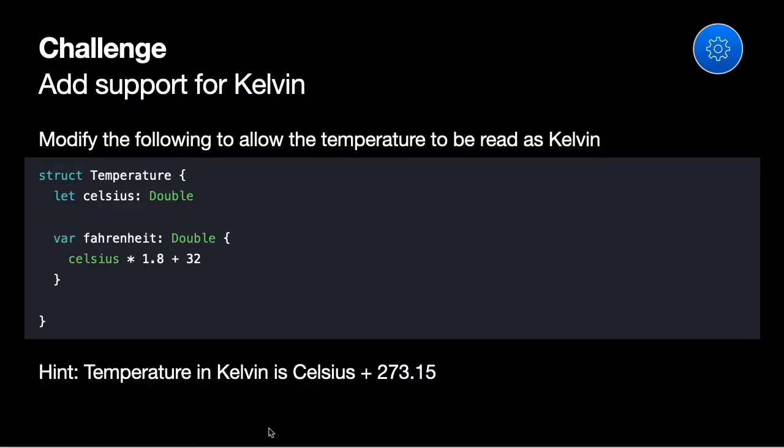If you want, you can now perform the challenge to add support for Kelvin. So we have Celsius as our stored property, we have Fahrenheit as our computed property, and you should attempt to add Kelvin as another computed property. You can pause the video to do that.